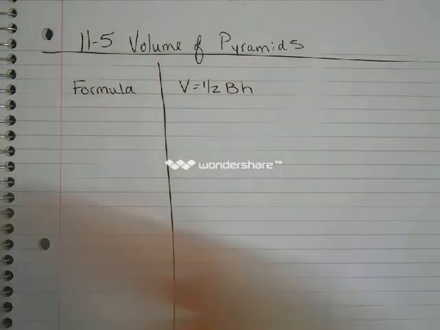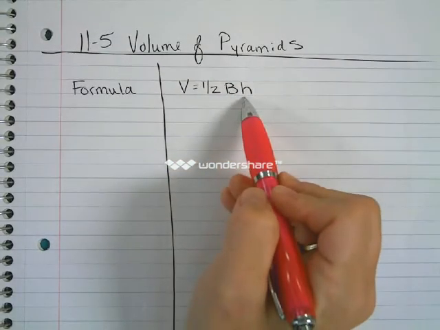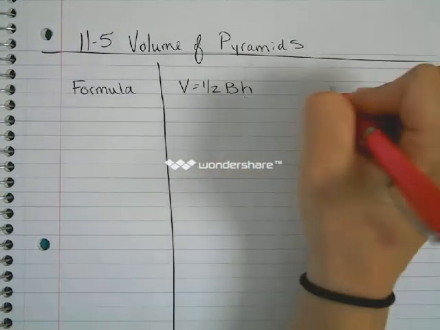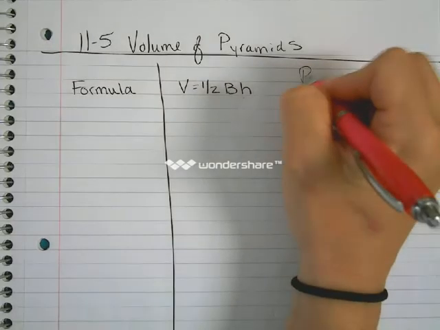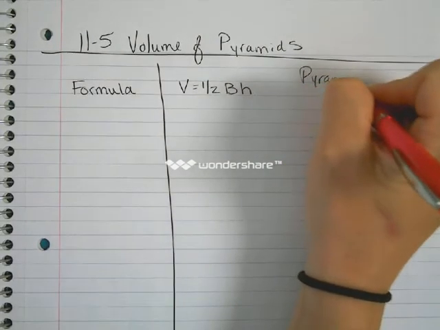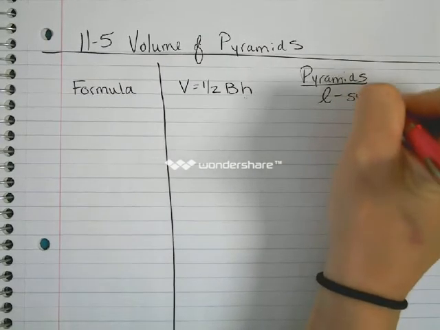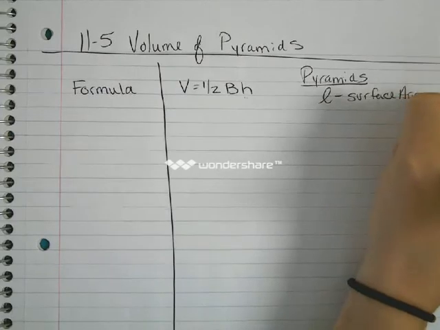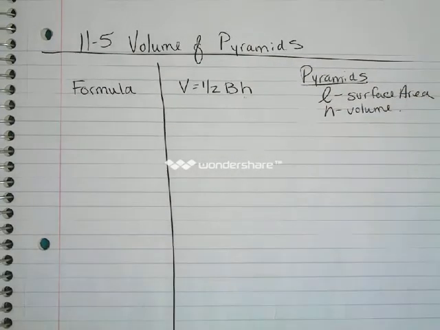All right, notice on pyramids, for surface area, we used the slant height, but for volume, we're using regular height. Okay, so that's the big difference. For pyramids, we use slant height for surface area, but H for volume. Okay, you still have to know how to go back and forth between them.